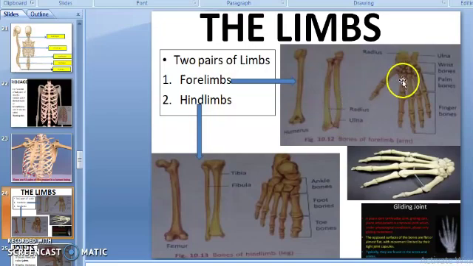And then there are 8 wrist bones. Over here, look at the picture. These are wrist bones, 8 wrist bones. Then 5 palm bones. Then 14 finger bones. Total 30 bones in your forelimbs.